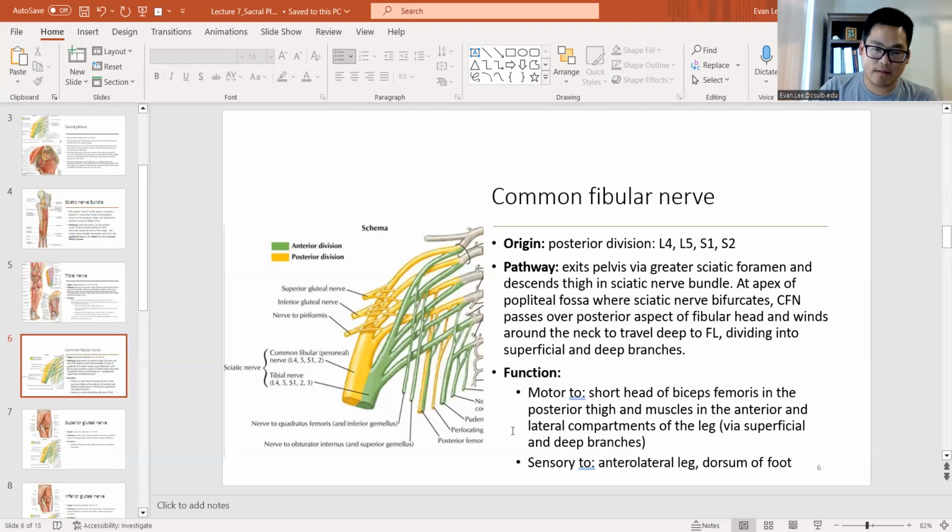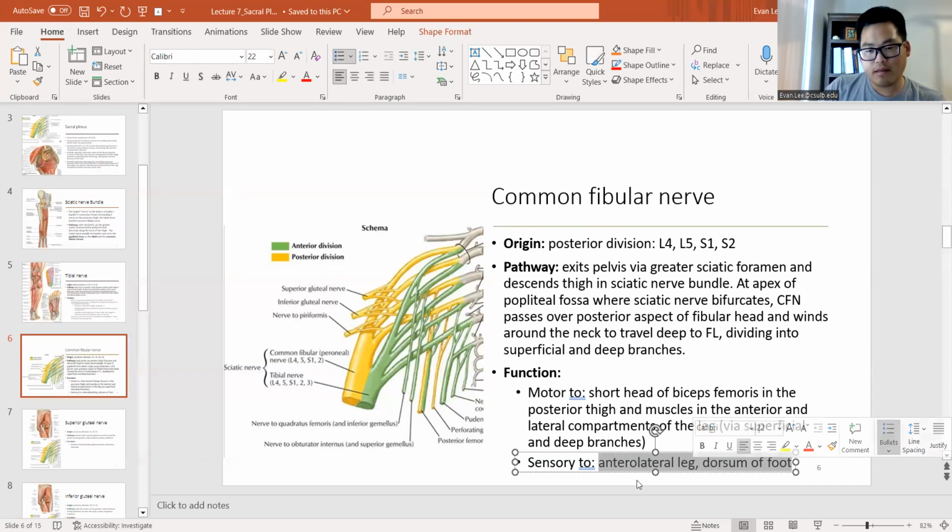So this is going to be mostly for the lateral and anterior side of the leg, but it will also innervate the dorsal side of the foot to some extent and have sensory innervations along the way as well. So along the anterior lateral leg as well as the dorsum of the foot.